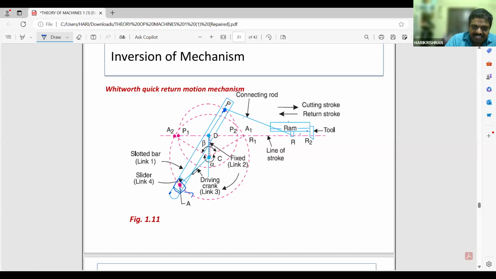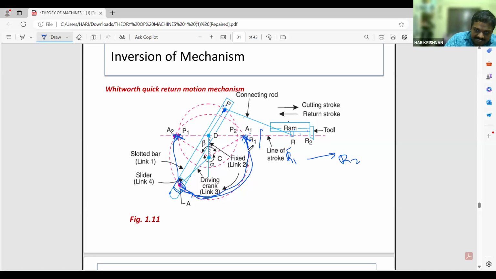When CA is moving, we consider CA in the leftmost position, so A will be A1 and P will be P1. When it rotates, this is the position of A1 and this is the position of P1. It starts moving from A1 to A2, and the RAM will move from R1 to R2. When P is at P1, the RAM is in the left extreme position.